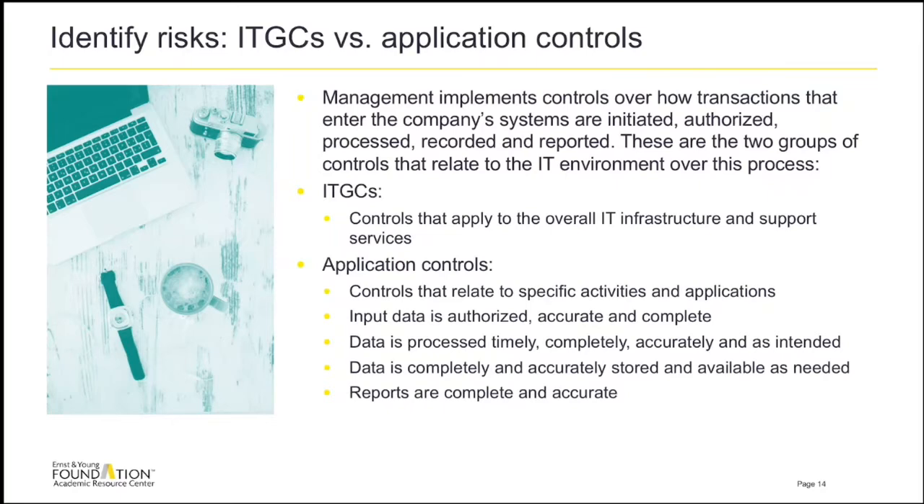So when identifying risk, we have to distinguish between whether it's really an ITGC or an application control. Management implements controls over how transactions that enter the company systems are initiated, authorized, processed, recorded, and reported. There are two groups of controls that relate to the IT environment over this process. First one, ITGCs, which are controls that apply to the overall IT infrastructure and support services, and application controls, which are controls that relate to specific activities and applications.